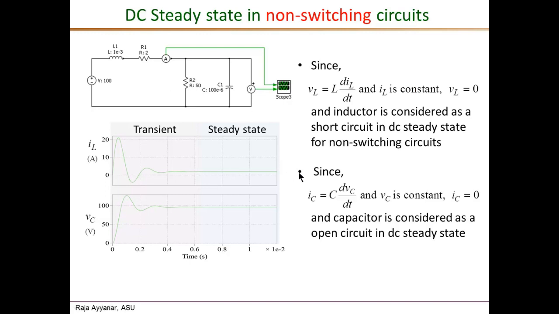Similarly, for the capacitor, just the dual, since I_C is C dV/dt and V_C has to be a constant, therefore its derivative is 0, or the capacitor current is 0. So once you have a 0 current in a component, then that is as good as an open circuit. Therefore, again, as you may have seen several times before, in DC steady state for non-switching circuits, the capacitor can be taken out. It can be replaced by an open circuit for DC analysis.